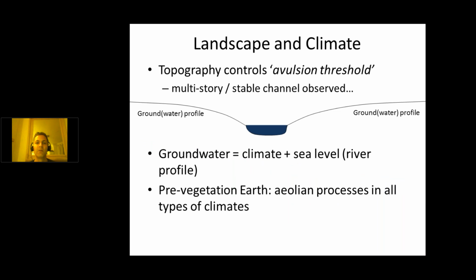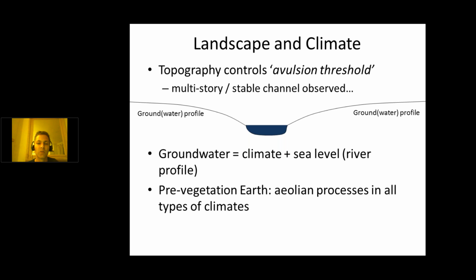Landscape sets a really important context for the behavior of the river channel at a larger scale. And so the topography, we know, is a very important control in avulsions, whether or not the channel can shift its course entirely to a new location. And we did observe that there is quite likely a multi-story or a stable channel. So these things seem to match up. So having a floodplain that controls the position of the river.